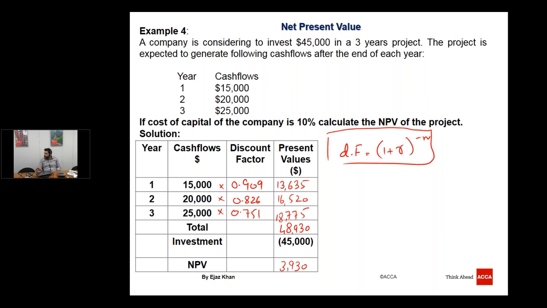Should we move forward? Will we have the discount factor table in the exam, right? Yes, you will. If you're going for the manual paper-based exams, your question paper will have those discount factor tables. And in case you are going for a computer-based exam, you will be provided with the present value tables in the software as well.